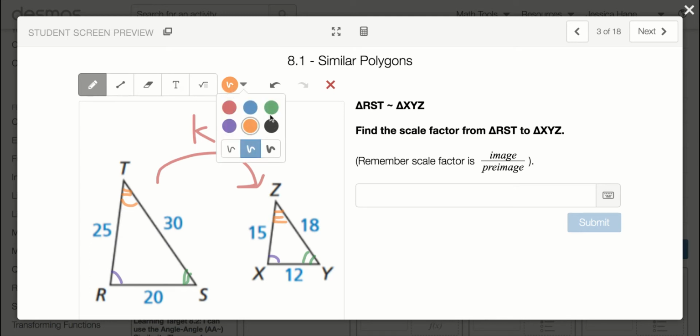And when you find scale factor, it doesn't matter which one you choose to use, as long as they're matched up correctly. The other thing we need to know is what is the image and what is the pre-image. Pre means before. So we always want to know that the image is going to be after the pre-image. So the pre-image is going to be before the scale factor. So the image is going to be to the right after a reduction, and the pre-image is going to be the triangle on the left.